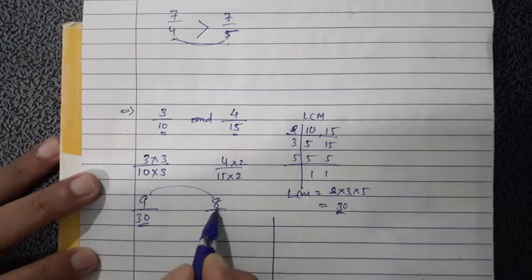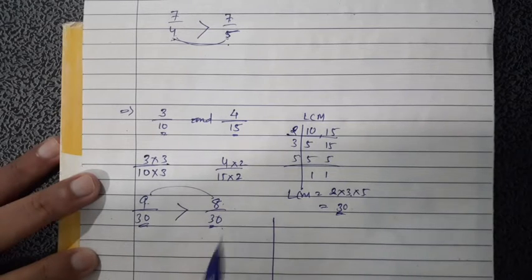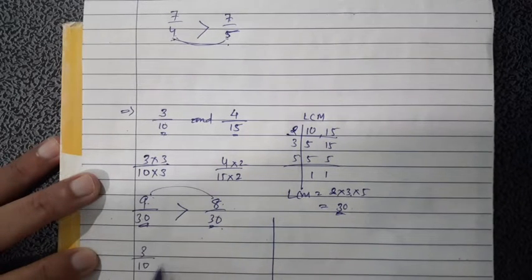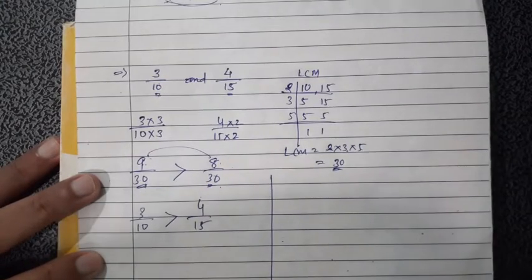So directly you just compare the numerators. Here 9 is greater than 8. So 9 upon 30 is greater than 8 upon 30. 9 upon 30 means 3 upon 10. So 3 upon 10 is greater than 4 upon 15.